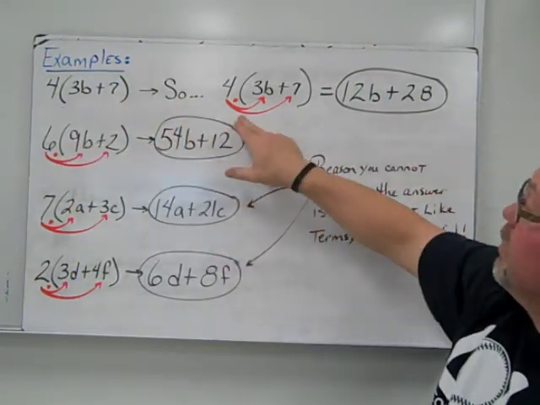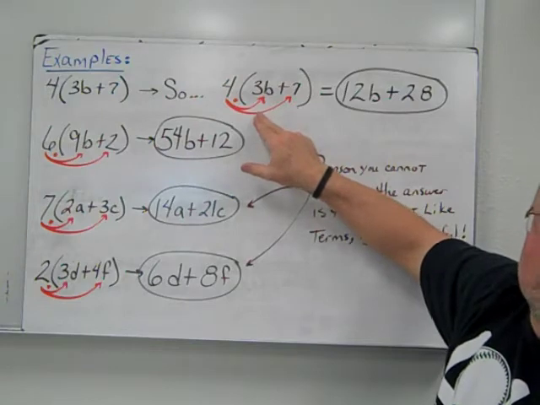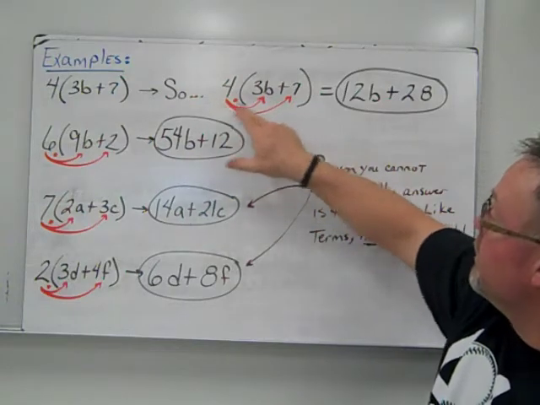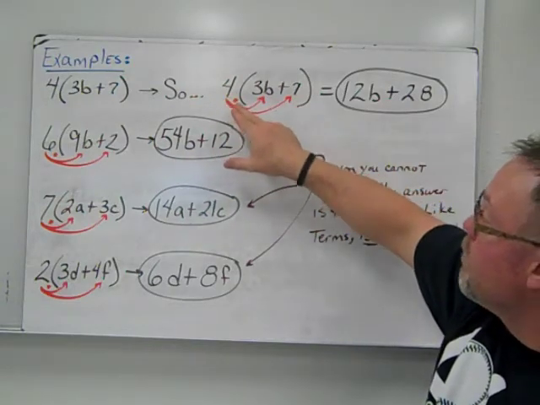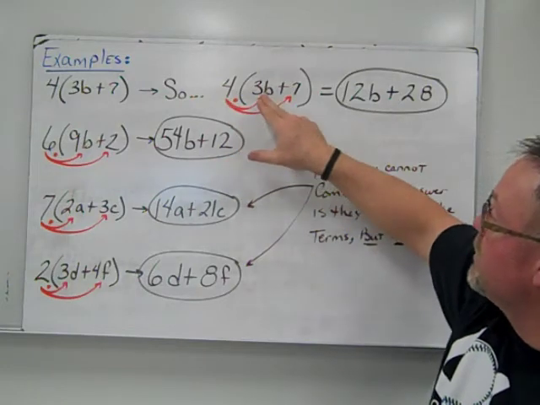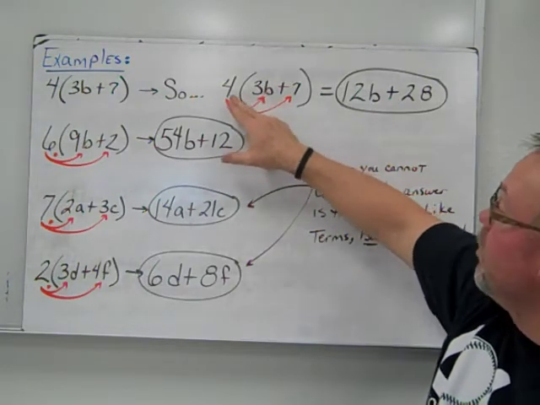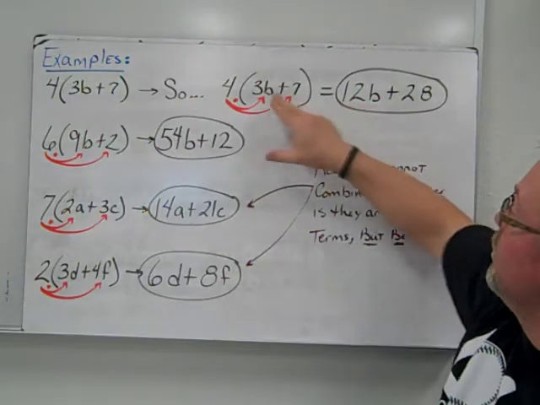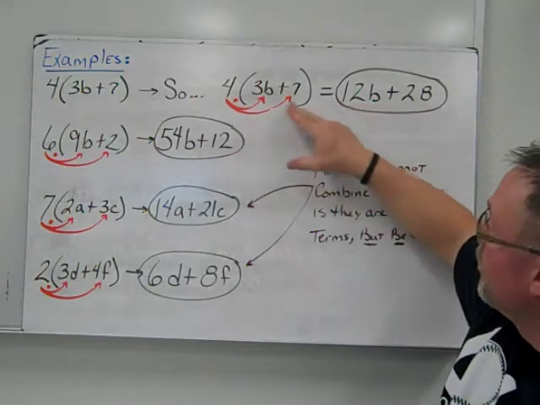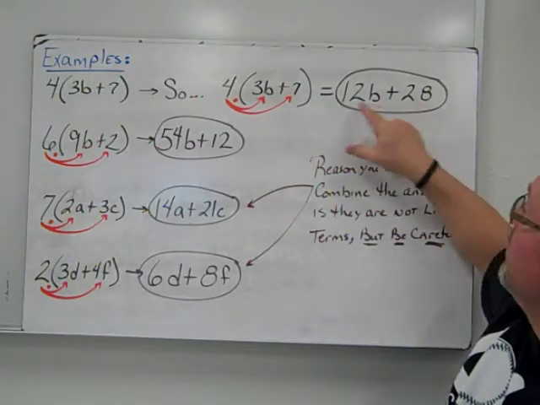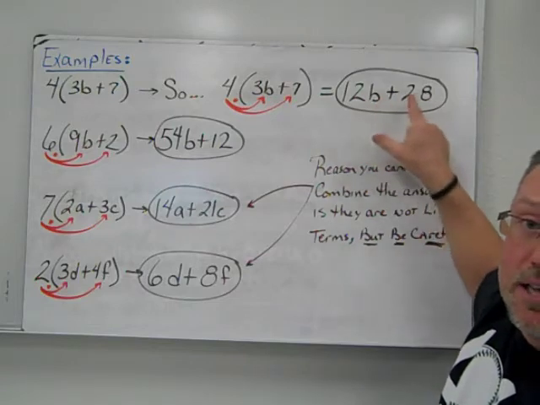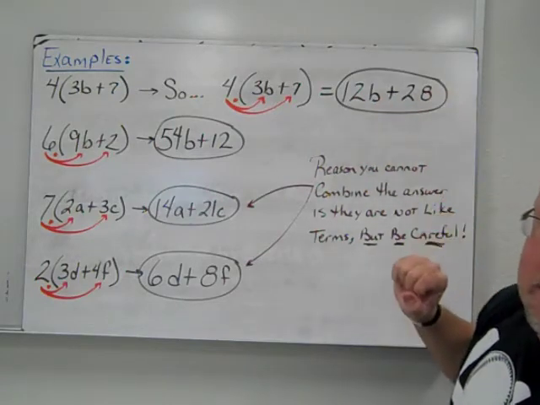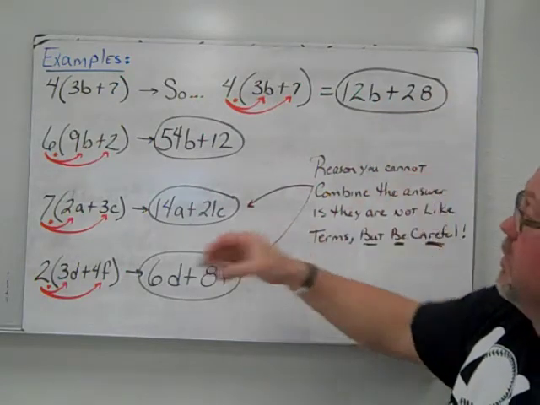So what we're going to do is, and this is the work that I want to see you do, we're going to bring the 4 in and we're going to multiply that. So we have 4 times 3b. Well, 4 times 3 is 12. The B comes along. 4 times 7 gives us 28. We cannot simplify these because the 28 does not have a B on it, so they're not like terms.